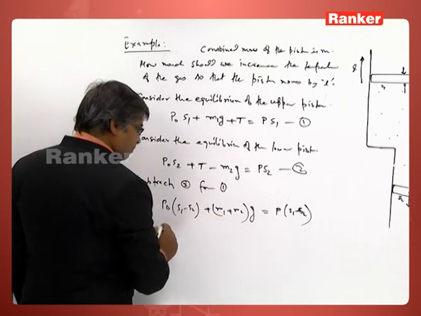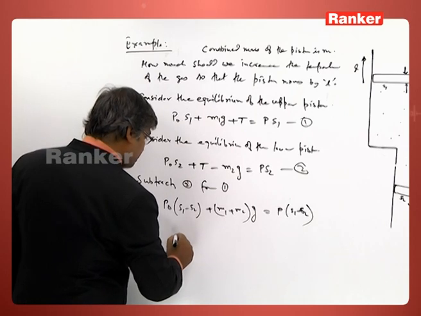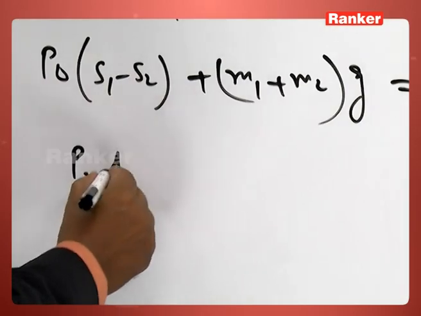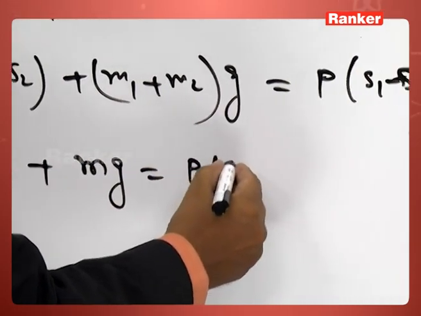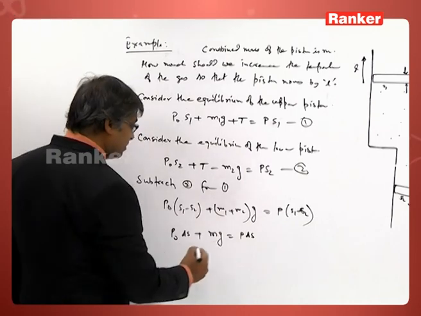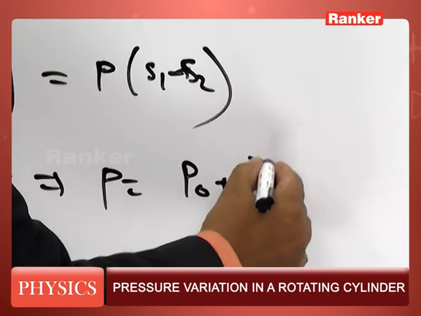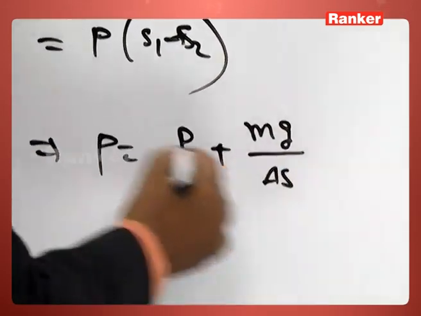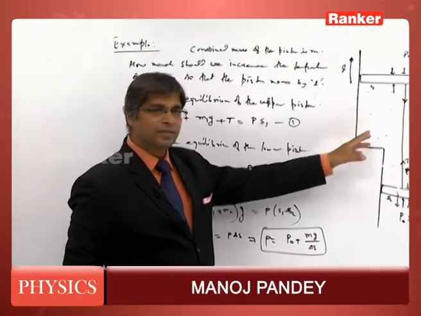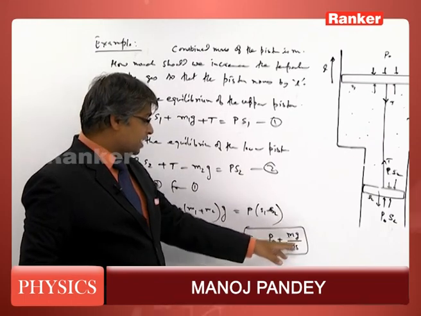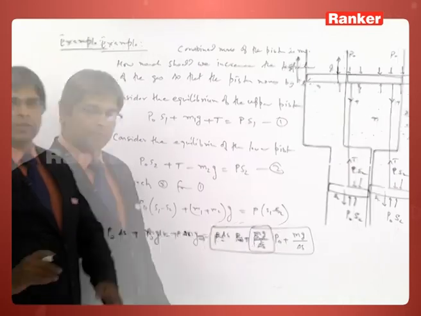So now you see here, we got P naught into delta S plus total mg is equal to P into delta S. So we got the total pressure as P equals P naught plus mg by delta S. This is the pressure of the gas inside. Now you see this pressure is P naught plus mg by delta S.